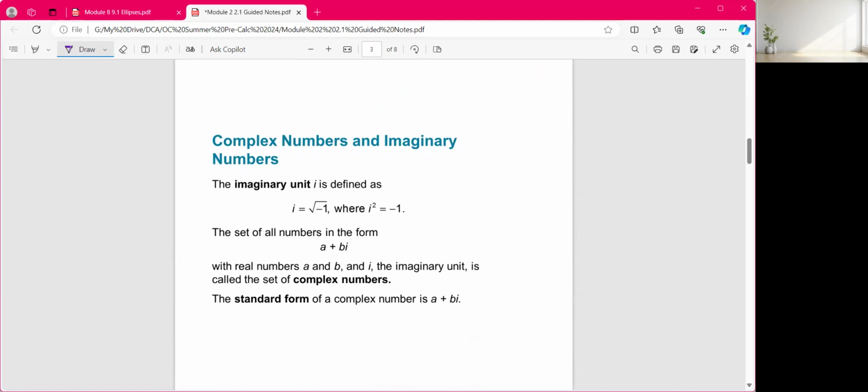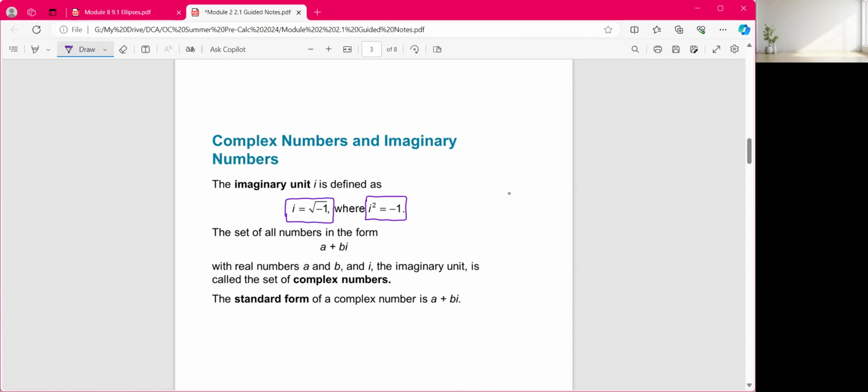And now let's define complex numbers and imaginary numbers. The imaginary unit, i, is defined as, and we have to remember both of these definitions, i equals the square root of -1. And then think about it, if you square both sides, we're going to end up with i squared equals -1. These are two very important definitions we are going to use in this lesson and throughout this course.